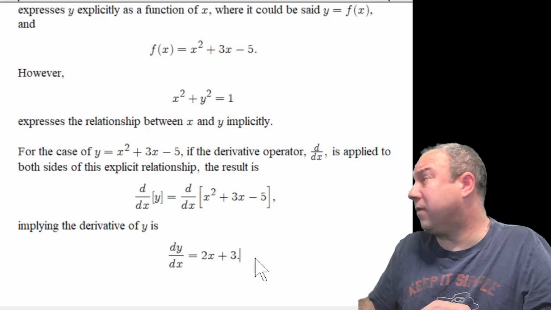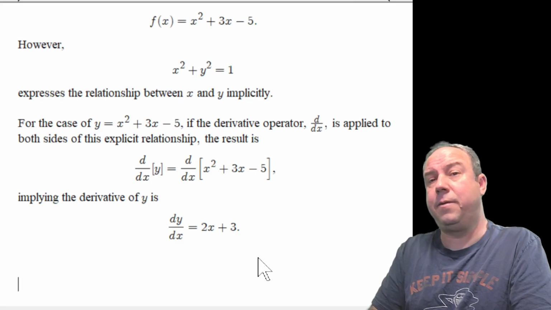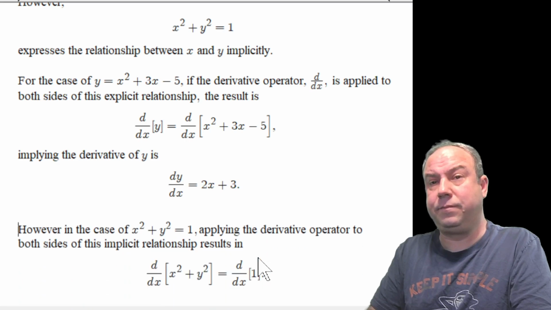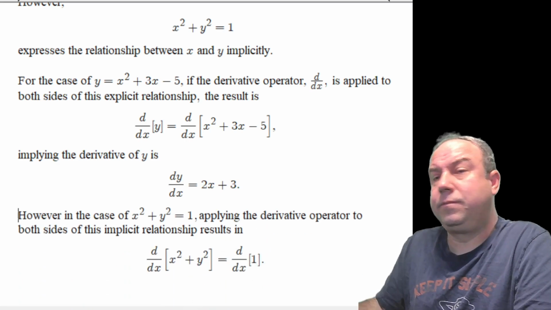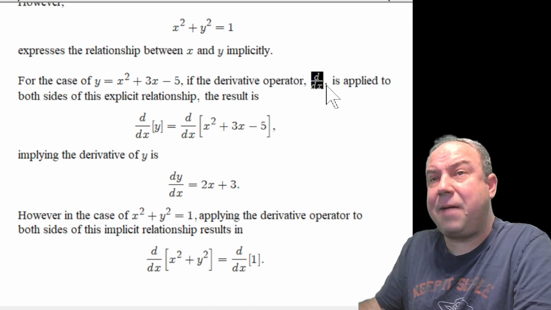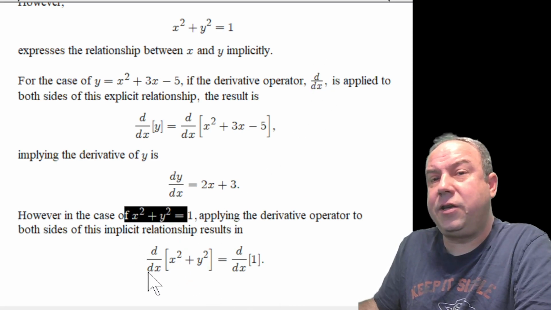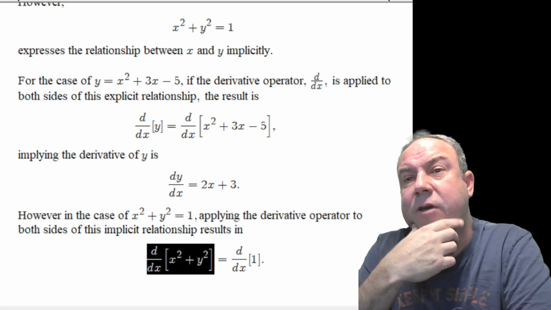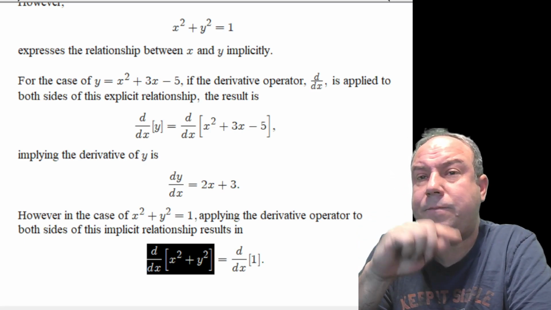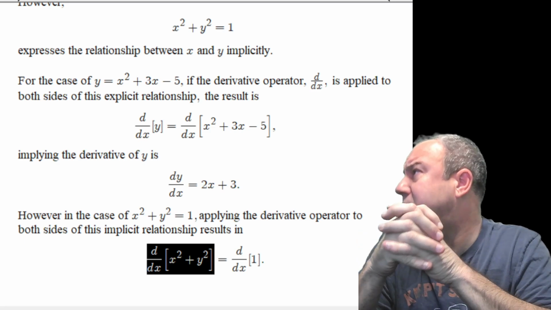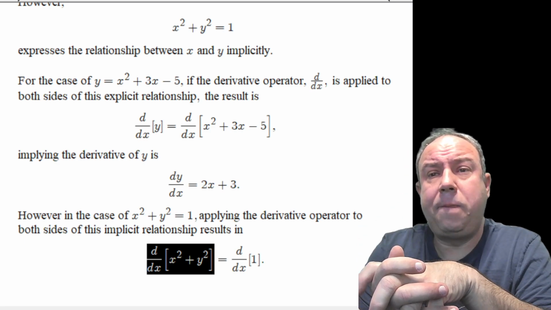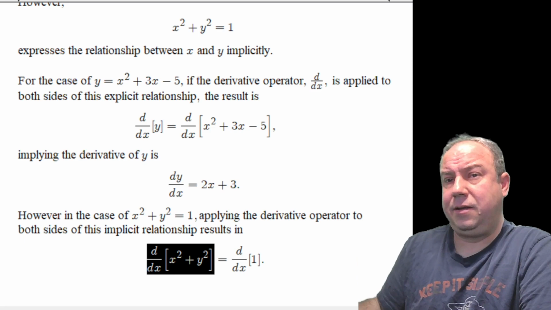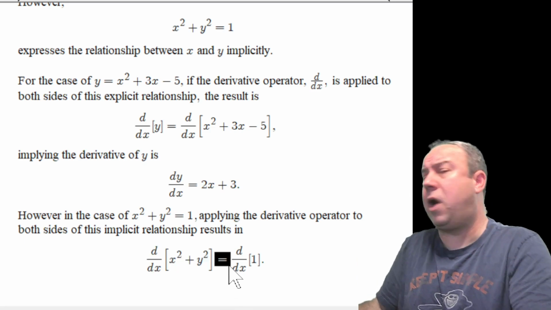Right? However, if we apply that same operator to our unit circle, if we apply that d dx operator to both sides of our unit circle so that we have d dx of x squared plus y squared on the left and d dx of the quantity 1 on the right, that operator will still apply itself, right? And it won't change the value of the equality. It won't change the fact that we have an equality relationship.